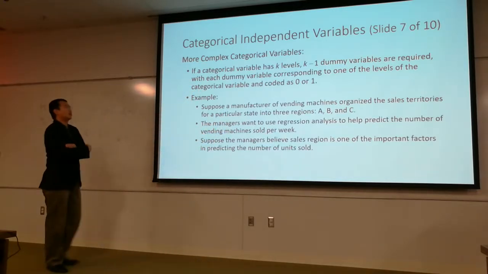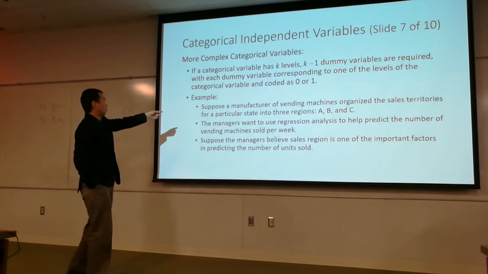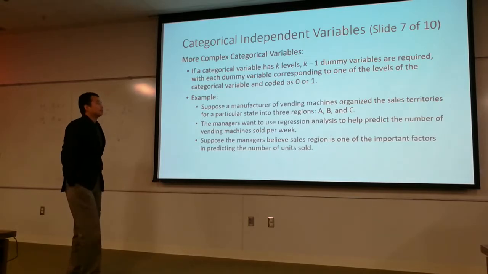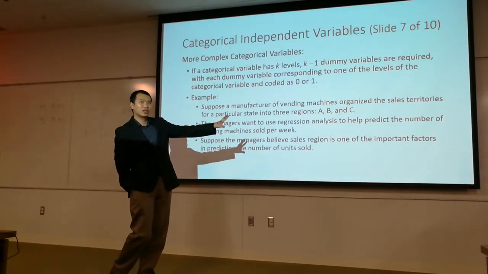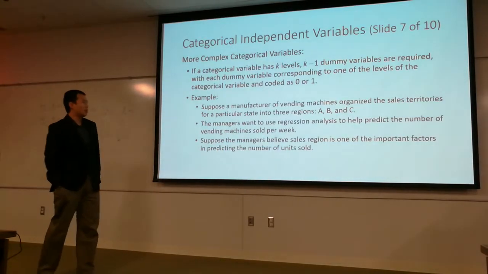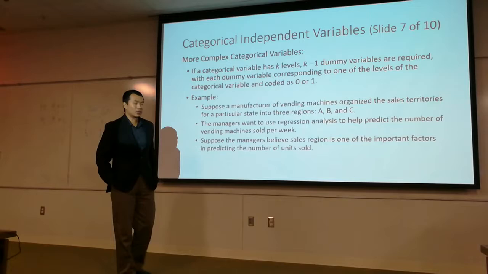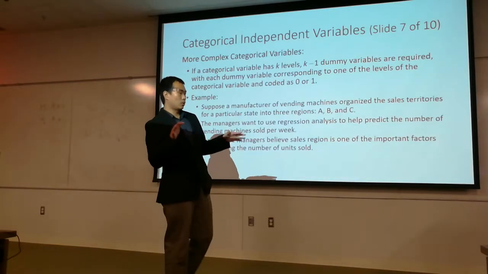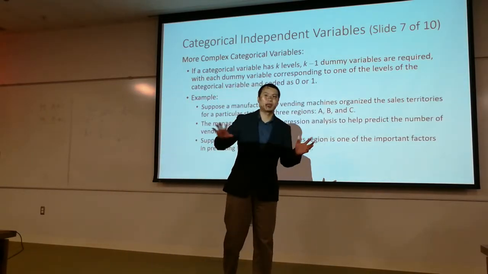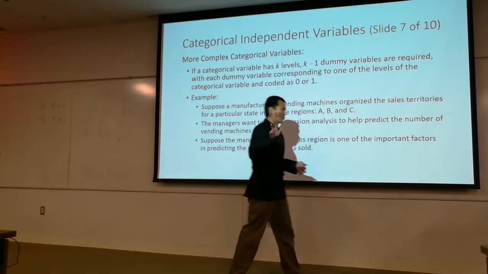For example, suppose a manufacturer of vending machines organized the sales territories for a particular state into 3 regions, A, B, C, and they believe that the regions will impact their sales. Suppose the managers believe sales region is one of the important factors in predicting the number of units sold. So the region or the area really matters. Very populated area versus less populated area. There's a difference when you sell things in those 2 different areas.